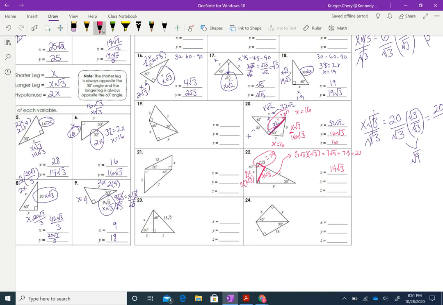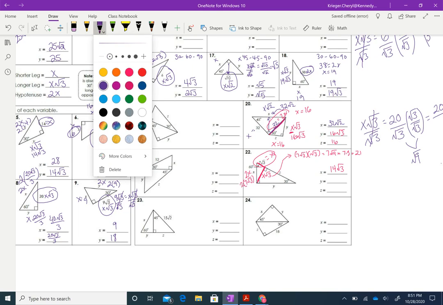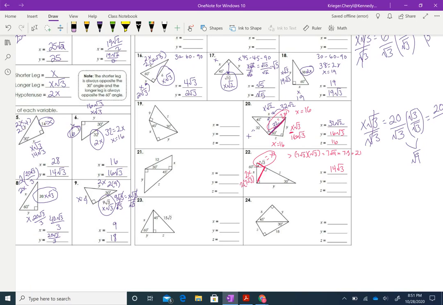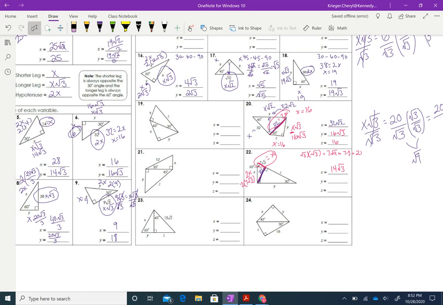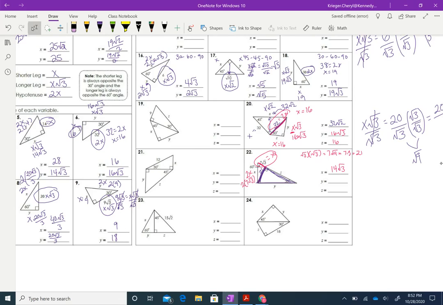Okay, so now for my other triangle, I'm going to say that this is 21, right? It actually is. But this is now our x, because this is the short leg of my bigger right triangle. So if this is 21 is x, z is x root 3, and y is 2x.